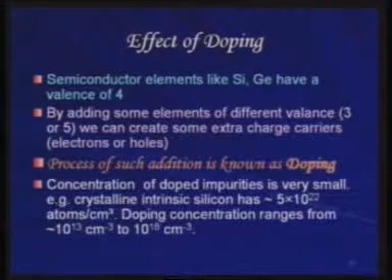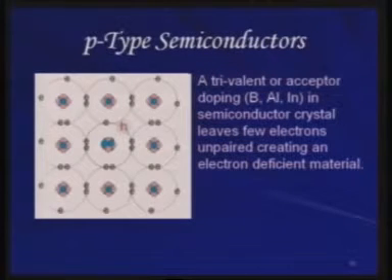The concentration of doping is very small. Typically, if crystalline intrinsic silicon has, say, 5 into 10 raised to 22 atoms per centimeter cube, then the doping concentration is as small as 10 raised to 18 per centimeter cube. So it is a very small amount that we are adding. But see what happens here. In this particular case, I have added a trivalent element; boron, aluminium or indium are typically the trivalent elements.